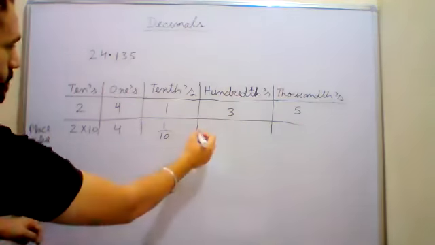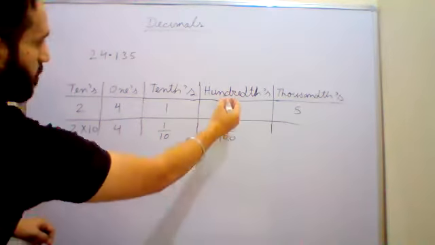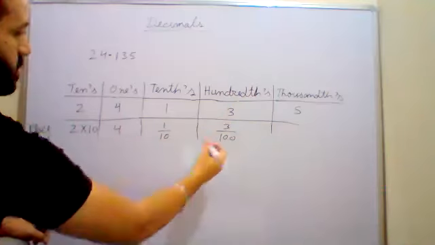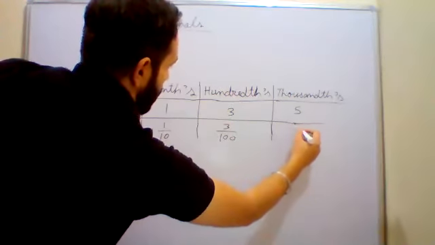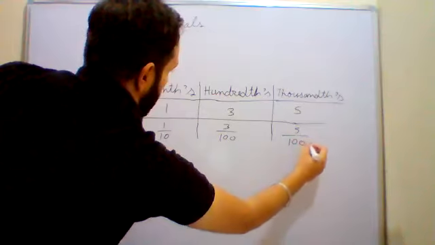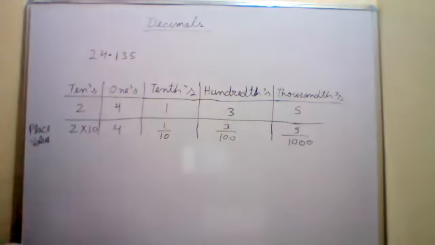1 upon 10, then 3 upon 100, because it is at the hundredth place, divide by 100. And finally, 5 upon 1000. This was a quick revision of what you have studied in class 4 about the place value chart of decimal numbers. Let us start with the exercise now.